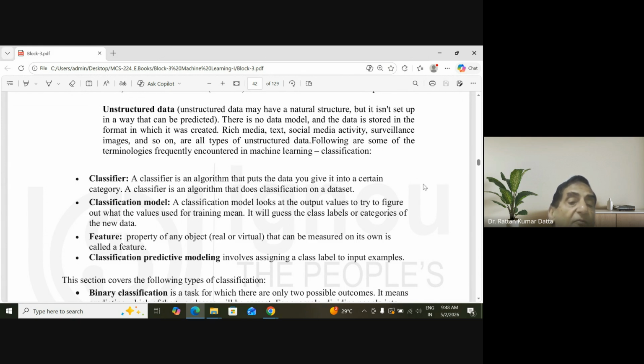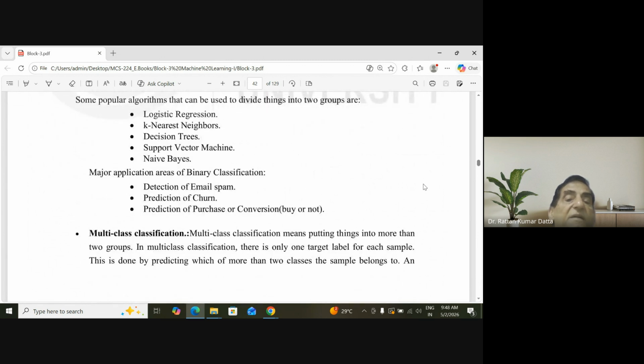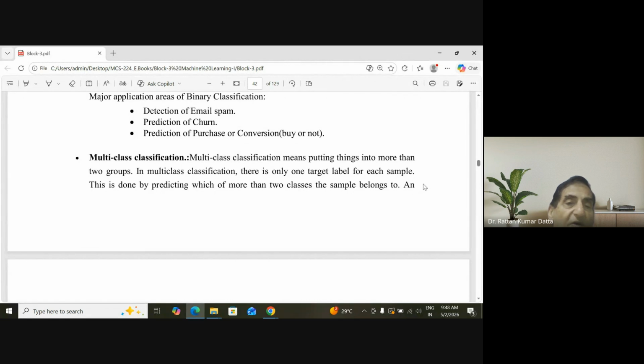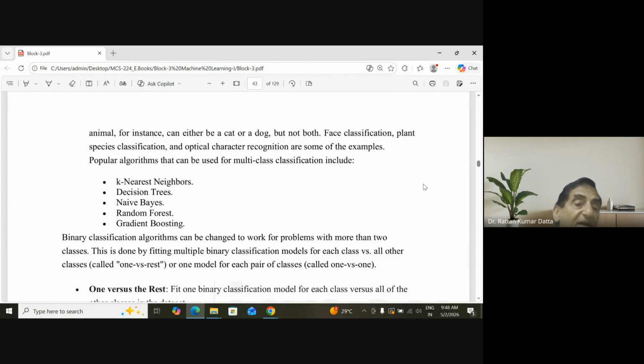So there is binary classification, logistic regression, k nearest neighbor, decision tree, support vector machine, naive Bayes, all these. Detection of email spam, prediction of churn, prediction of purchase or conversion or fraud or whatever you have. I am telling you this. K nearest neighbors, decision tree, naive Bayes, random forest. Random forest means you have a lot of trees, but in random forest you have to pick random trees. And gradient boosting, all this is important.